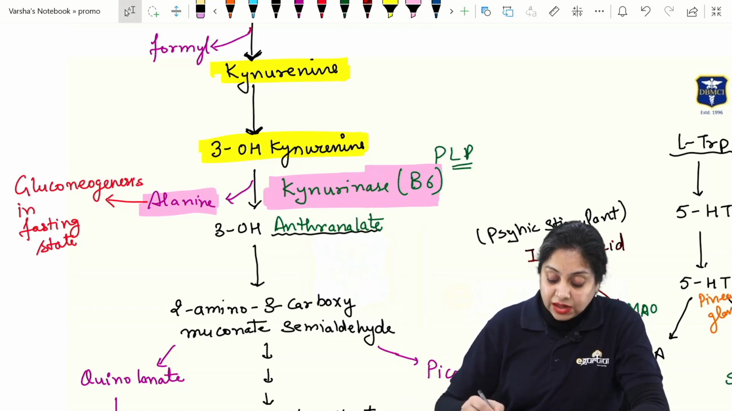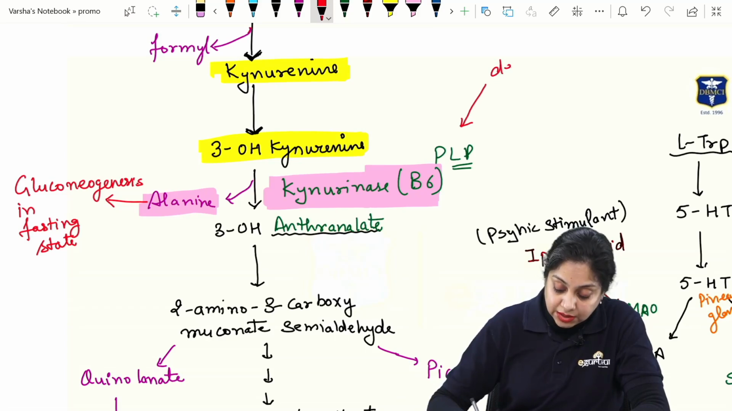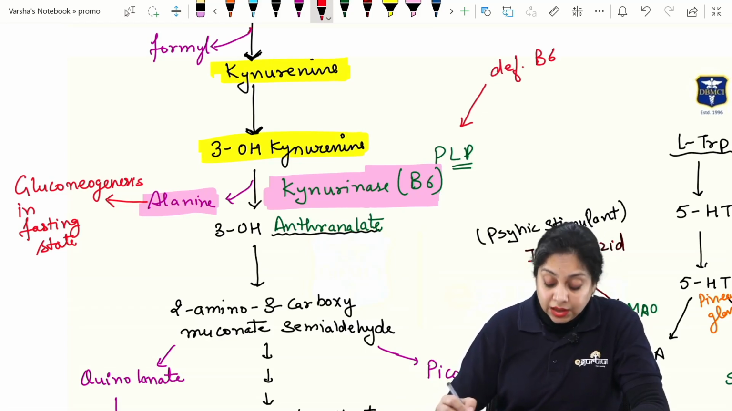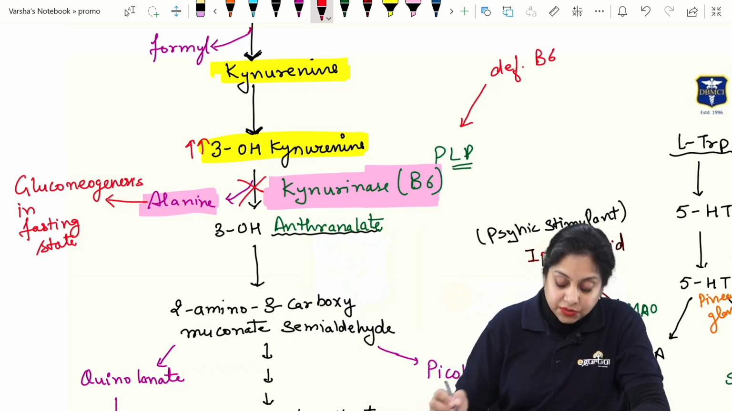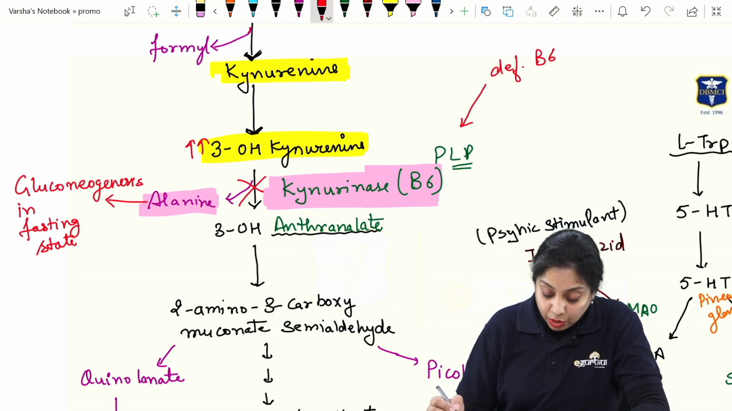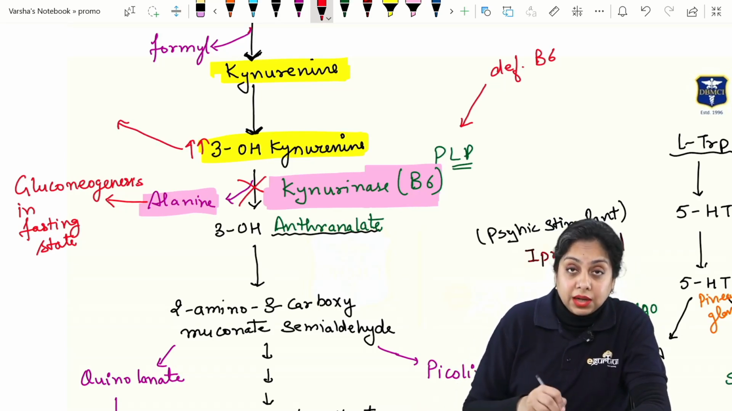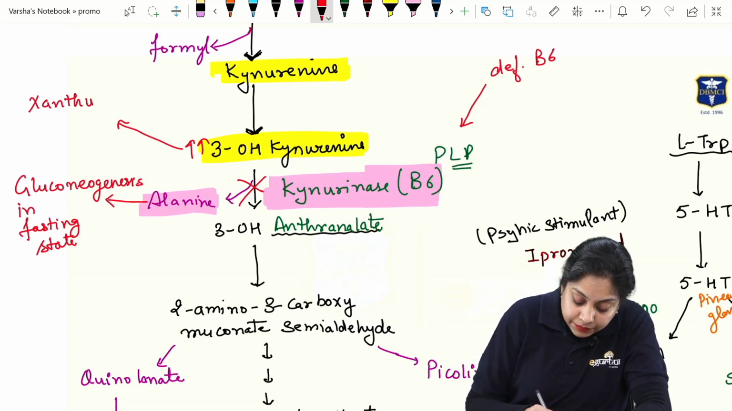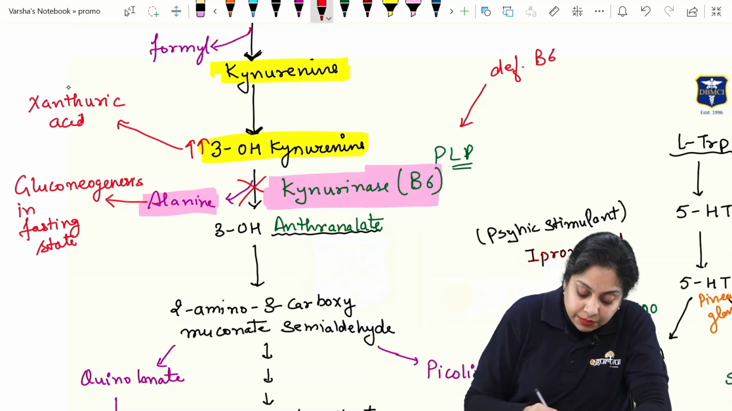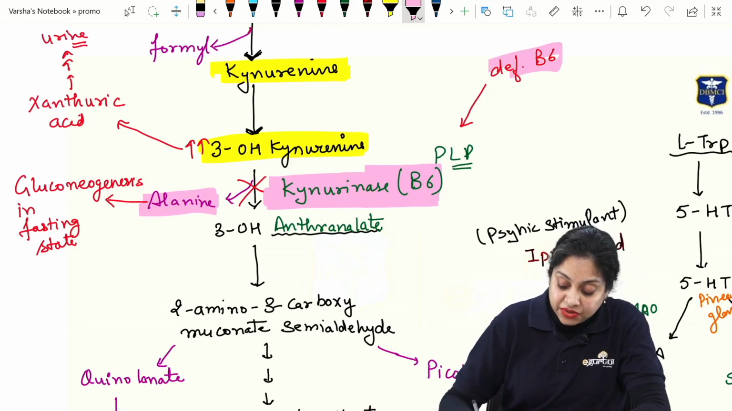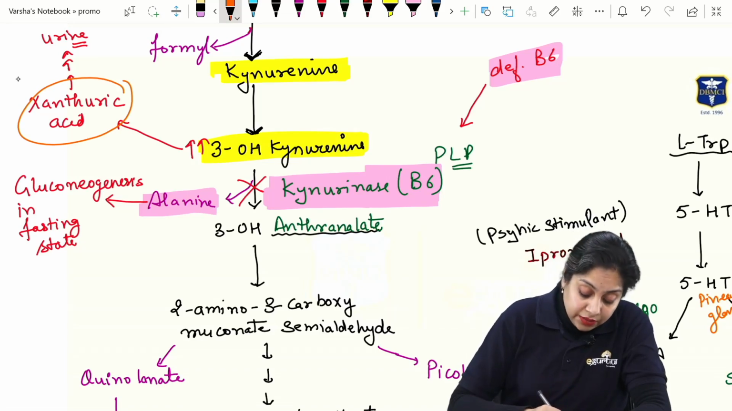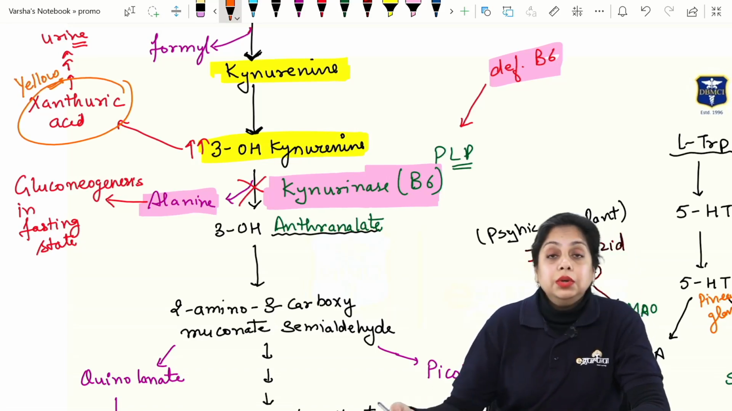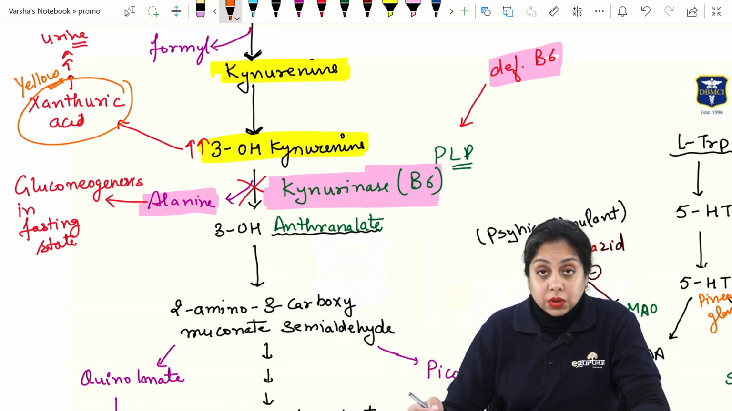So if there is any deficiency of vitamin B6, what will it lead to? It will lead to inactivation of this step. This won't happen, so this will keep on accumulating. 3-hydroxykynurenine will accumulate in the body, and that will then be rerouted to make xanthurenic acid, which can be eliminated from the body via the urine. Or we can say vitamin B6 deficiency leads to the release of xanthurenic acid in the urine, which imparts a dark yellow color to the urine.